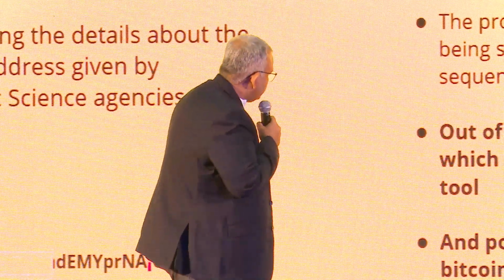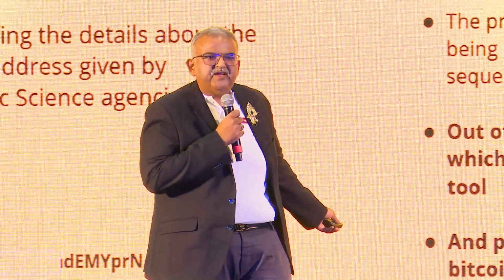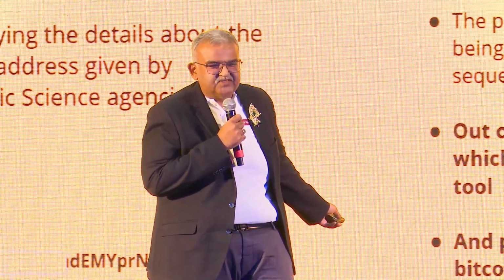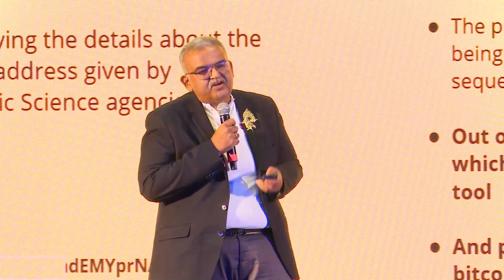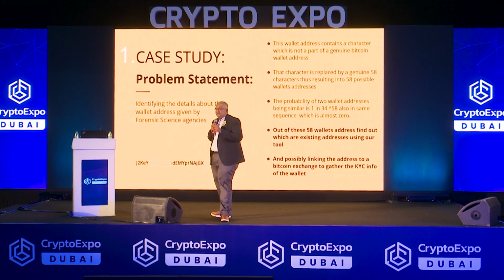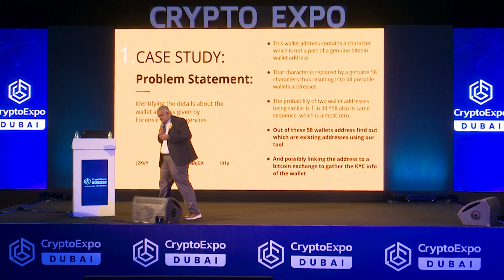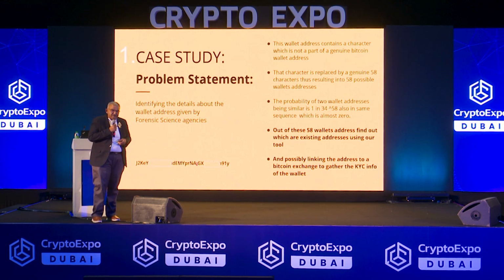Because even if he changes 2 or 3 characters, if he changes 2 characters, I need to have a combination of 58 into 58. That is almost 3,000 plus combinations. Out of these 3,000 also, the probability that only one wallet address will be genuine, the remaining will not be genuine. So that is the best part, that the general people are not aware of the technology, and that is the reason they got victimized. Similarly, the perpetrator also can be easily caught, as they are not aware of the technology in detail.